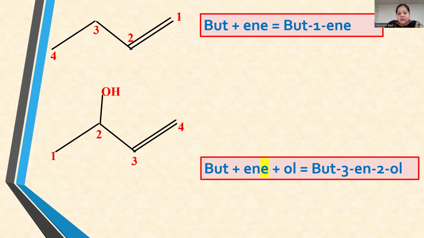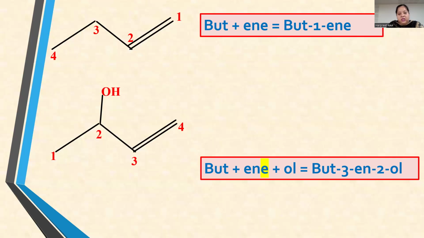In the first case, numbering is from right to left, and in the second case, the numbering is from left to right. Because in the first case, only double bond is there, and the double bond is to get the lower position, so numbering is done from the right side. In the second case, there is a double bond as well as a functional group, and in the preference order for numbering, functional group is preferred over double bond. Functional group should get the lower number. So in the second case, numbering is done from the left side, from where OH will get position number 2. If we number it from the right side, then OH will be at position number 3, which is not acceptable.